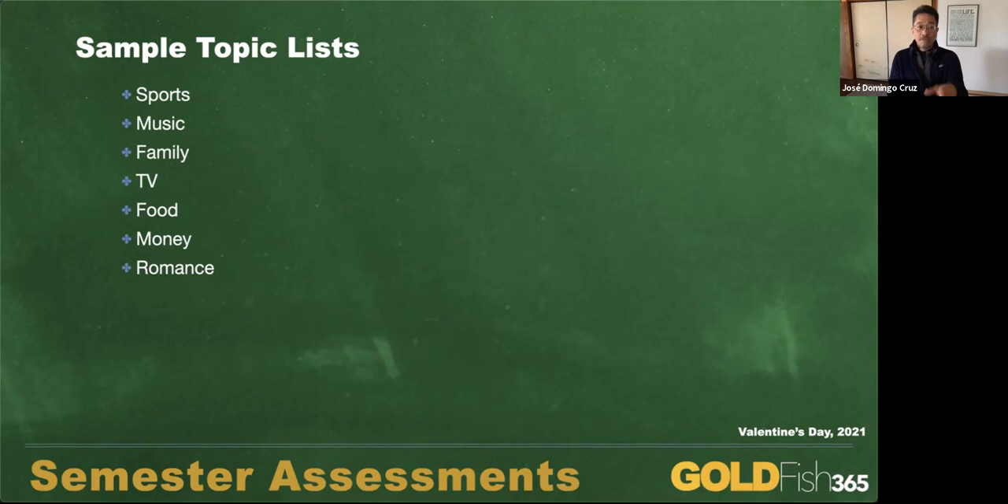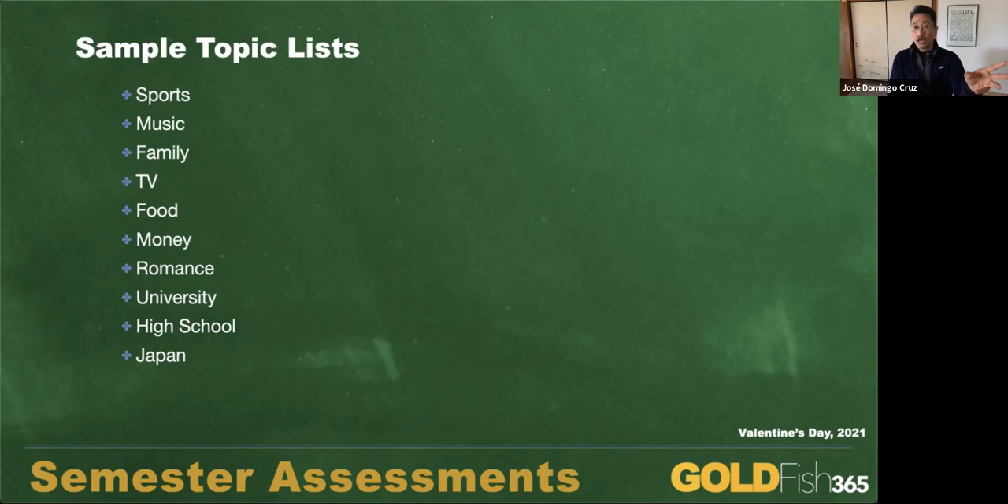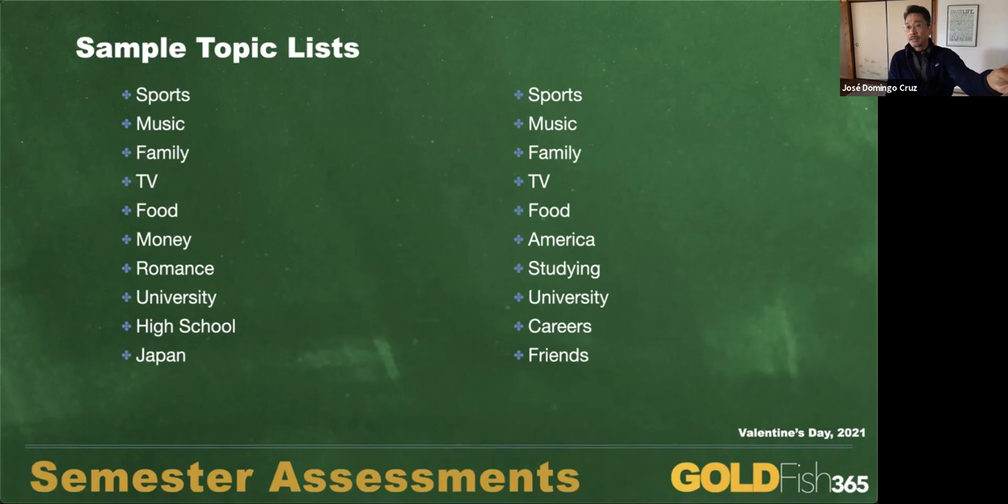Because for the first conversation, the group can choose the topic. But out of these 10, there were 2 conversations, 5 minutes each, right? I get to choose the second topic, and I only tell them at the end of the first conversation. So it has to be an unrehearsed conversation. And they know that because they can't practice for all 10 of these. In the first semester, I give them the topic list on the left. In the second semester, I mix it up. I give them the topic list on the right.